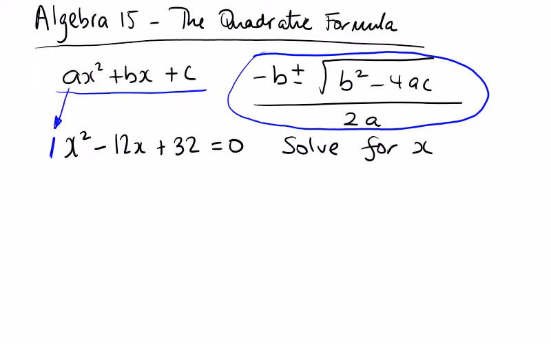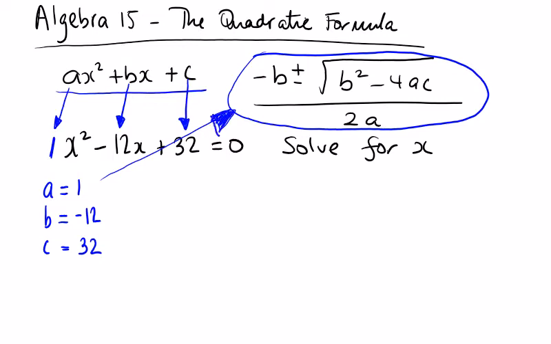First example we're going to do is a is equal to 1. B is the number in the middle, in this case minus 12. And c is equal to 32. So every time you do this question, write down your variables. A is 1, b is minus 12, and c is 32. And we're going to fill these three variables into this formula.